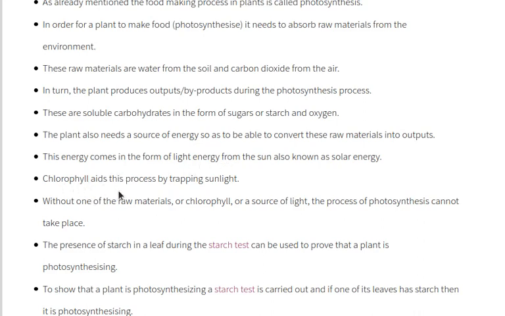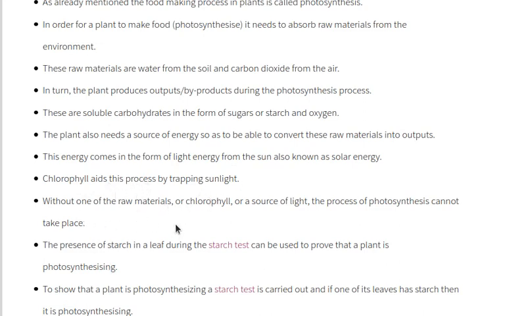Chlorophyll aids this process by trapping the sunlight. You might be wondering why chlorophyll is green and not white per se. We know that dull colors tend to absorb light, and light colors reflect light. So chlorophyll is green so as to help in its function of trapping sunlight. Chlorophyll is a dull color because dull colors absorb light. You get the point? Chlorophyll aids this process by trapping sunlight.